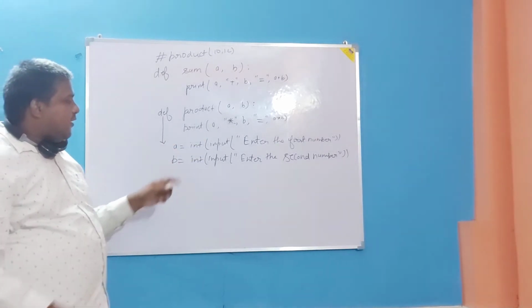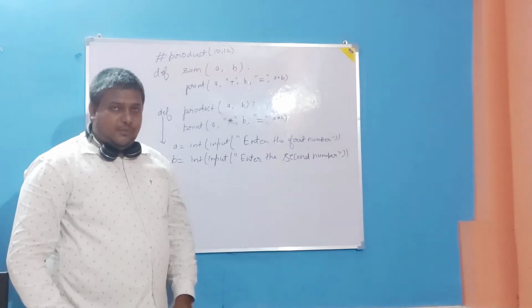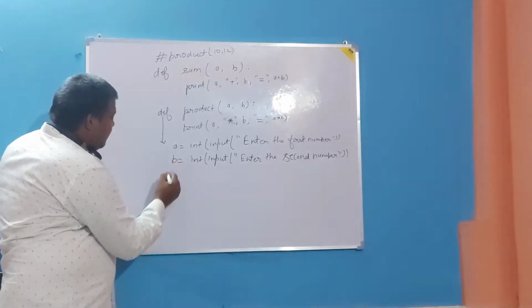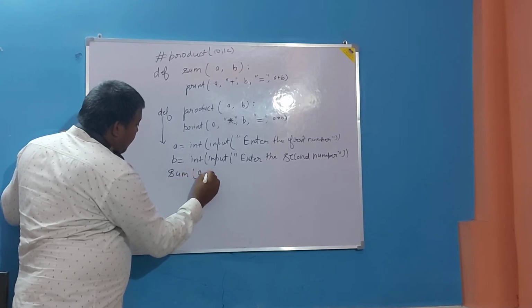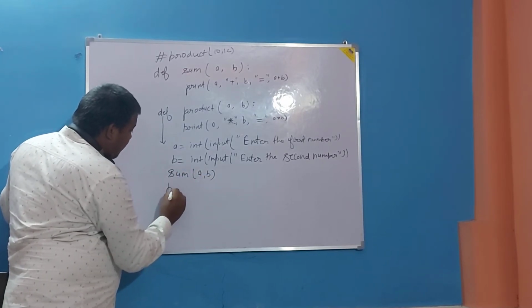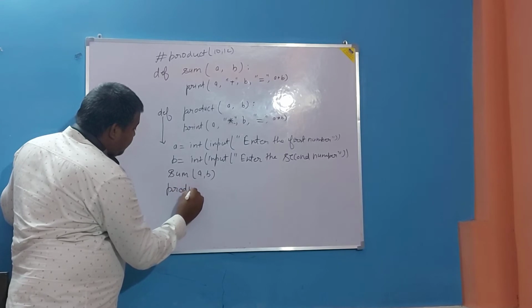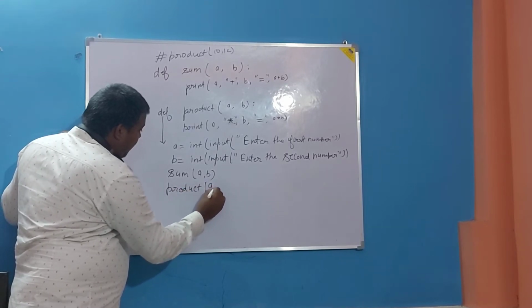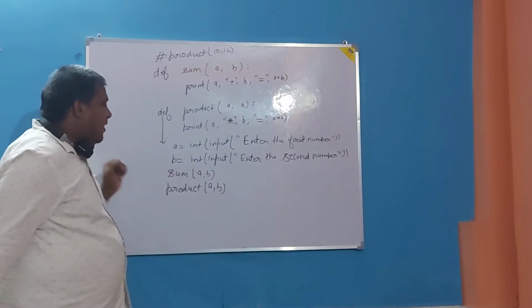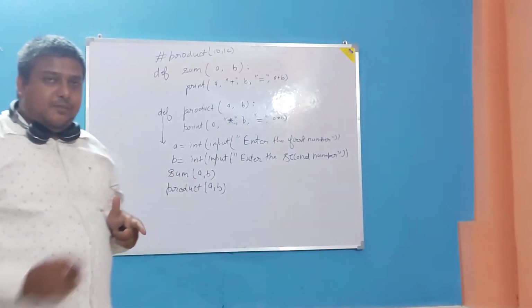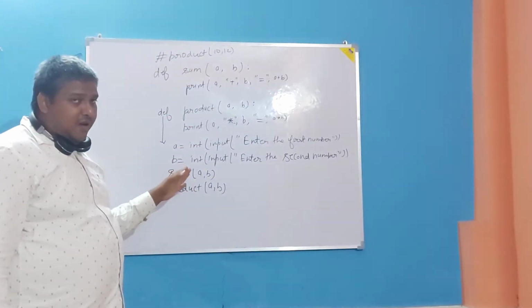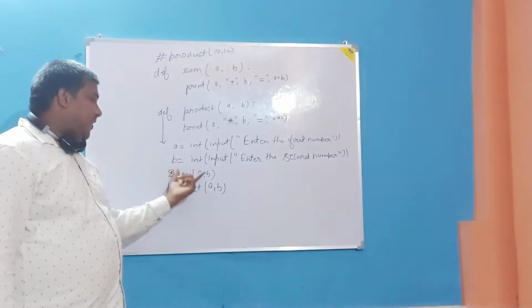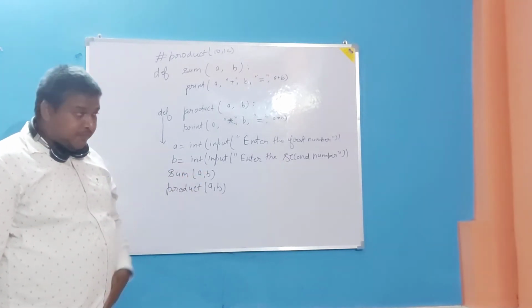number, p is equal to int input, enter the second number. Now what we have to do, we have to call, so we will write here sum a comma b, and we have to write here product a comma b. This is a simple program. In that program we have two functions. We have taken input also, and we have called those functions also.